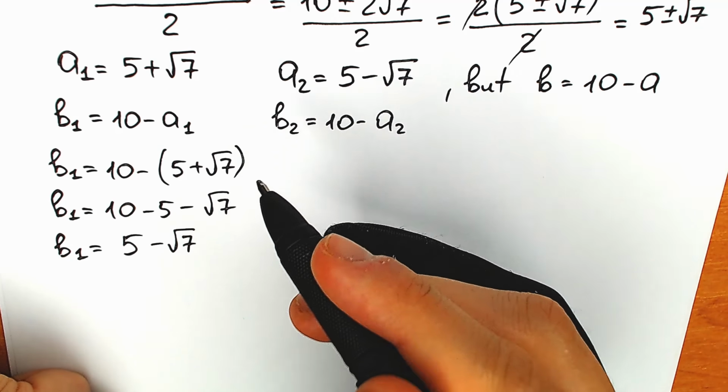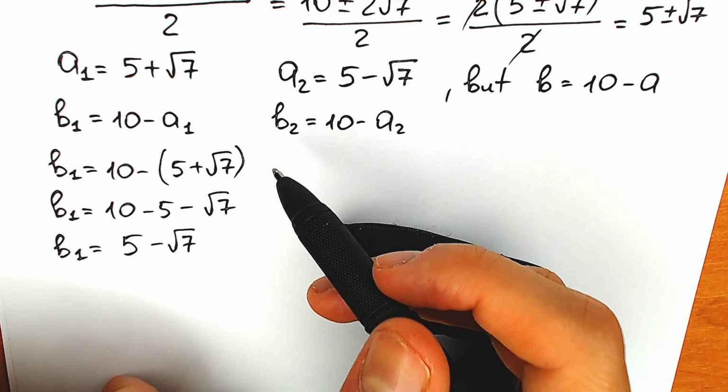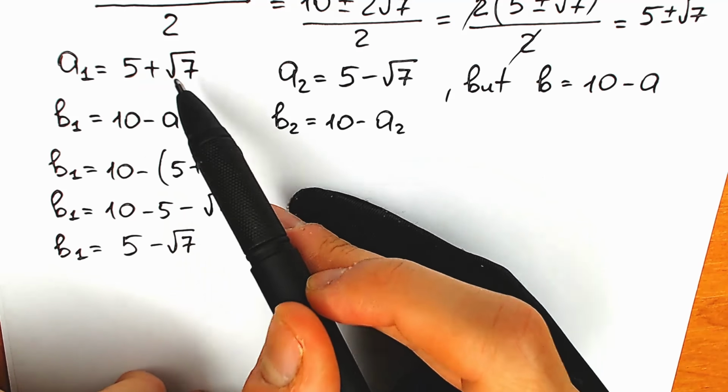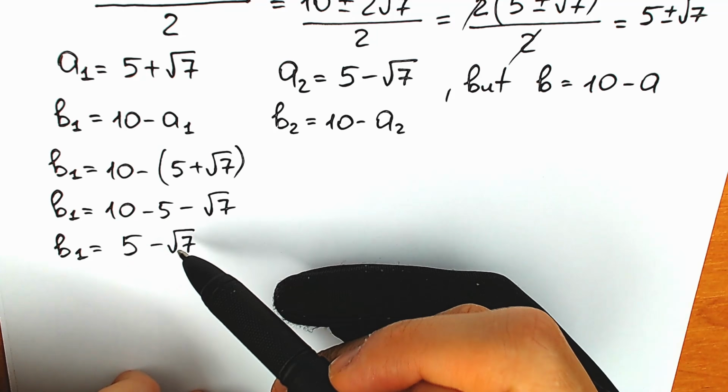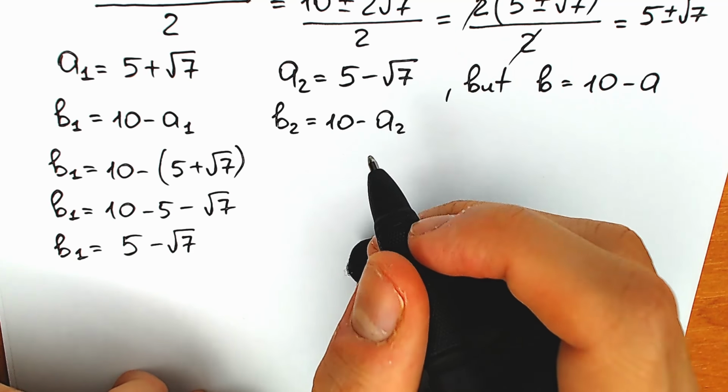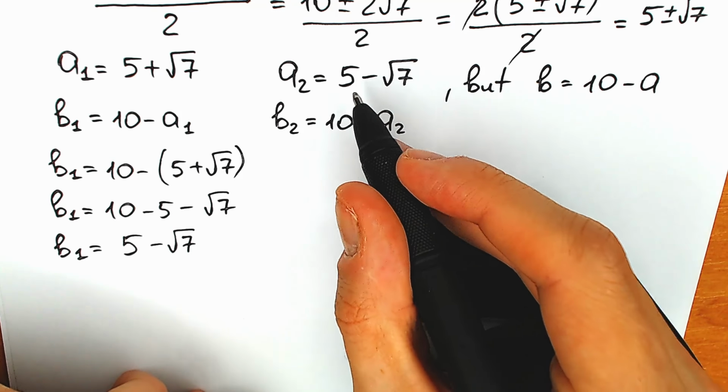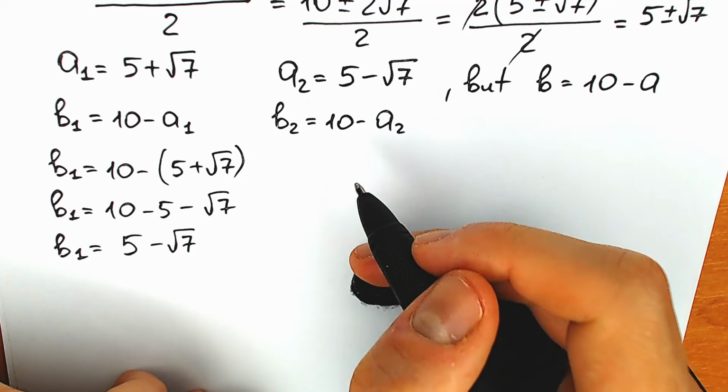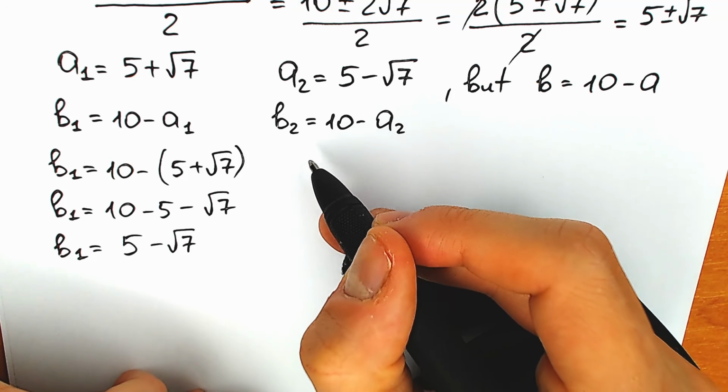And we can easily see that our answers are absolutely symmetrical with each other, because we have 5 plus square root of 7, right here 5 minus square root of 7. And without any doubts, right here we have 5 minus square root of 7. This is our a. So we will have b second equal to 5 plus square root of 7.